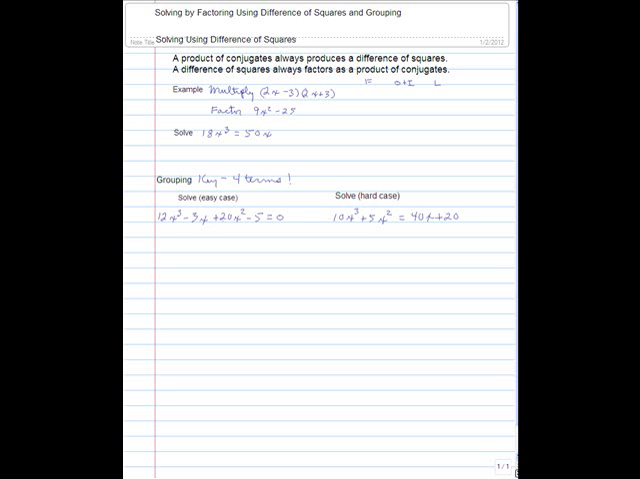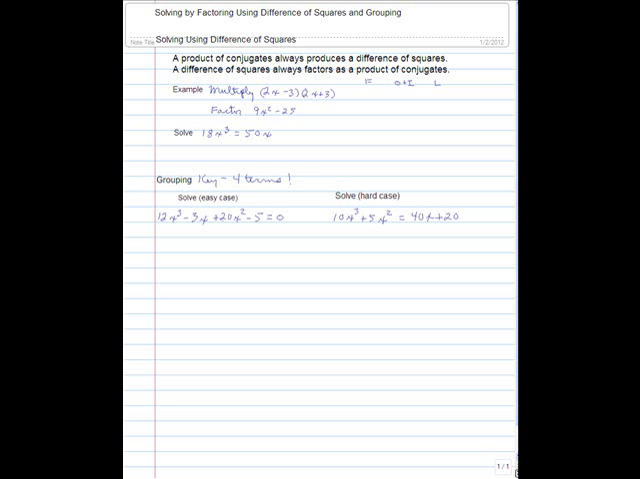And I'm going to start off with difference of squares because that's pretty much the easiest method for solving that you can use in a higher order equation. So let's take a look. Let's recall a little bit from the Difference of Squares podcast. A product of conjugates will always produce an expression called a difference of squares. And so a difference of squares will always factor into a product of conjugates.